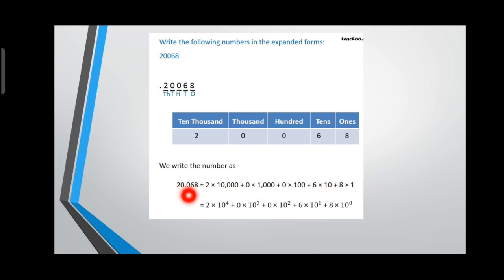How can we write in the expanded form? In the expanded form, we separate the numbers like ones, tens, hundreds, 1000, 10,000 like that. Then you can write it in the expanded form. So I hope you understand the laws of exponents, expressing the larger number in standard form, and then the numbers in the expanded form.